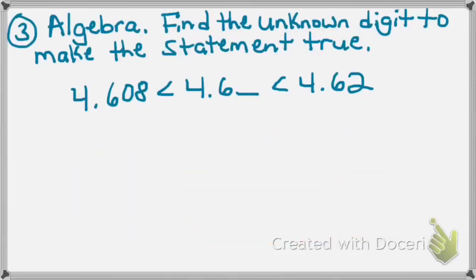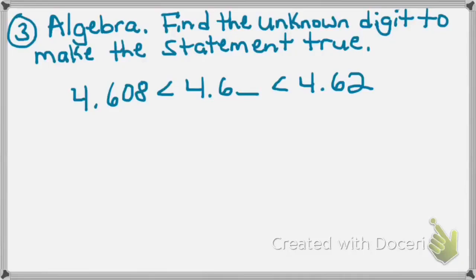Number 3 is an algebra problem, and we know for algebra, we have blanks that we have to figure out what the blank is equal to. Sometimes the blank can just be an answer line blank, sometimes it could be a square, sometimes it could be a letter. For this problem, I have an answer line blank. So, I'm going to find the unknown digit to make the sentence true.